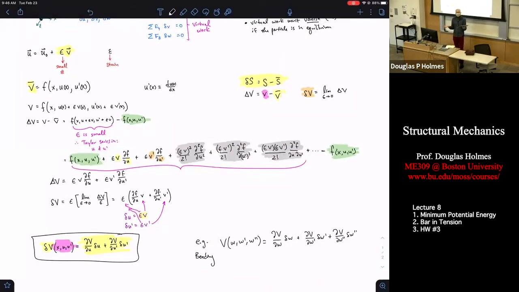good. It's not bad. The math is highlighted just to prove to you that this is why it happens. What I need you to be able to do is this last part. Identify the total potential energy and be able to calculate the first variation of our total potential energy.